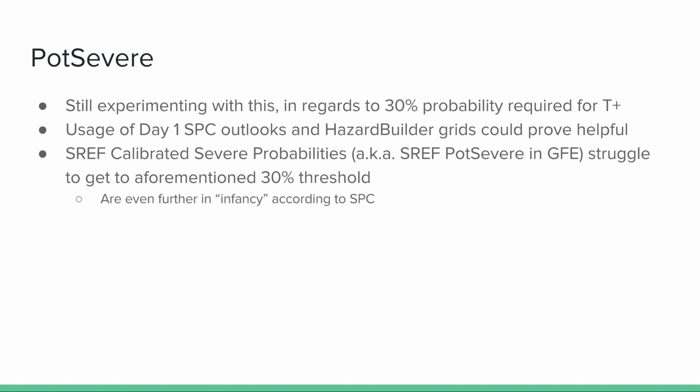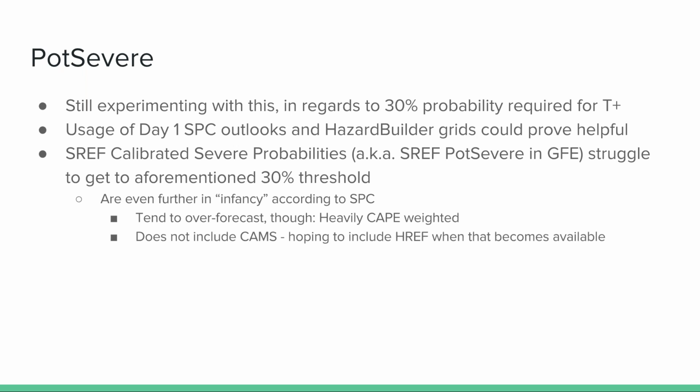And this is coming from SPC, that these calibrated probabilities are even further in infancy. They said apparently they tend to over-forecast. Despite the fact that they have a hard time getting to 30%, they do tend to over-forecast, and that's just because they're apparently heavily CAPE-weighted. There's no CAMs included yet. They are hoping to include the high-resolution ensemble forecast when that becomes available.